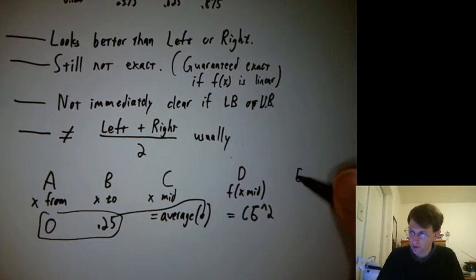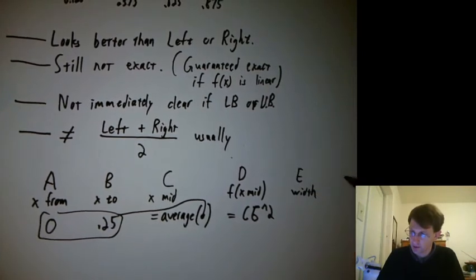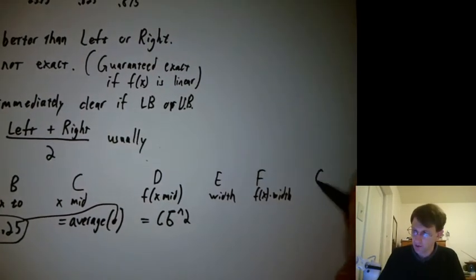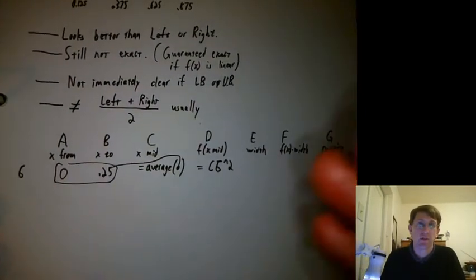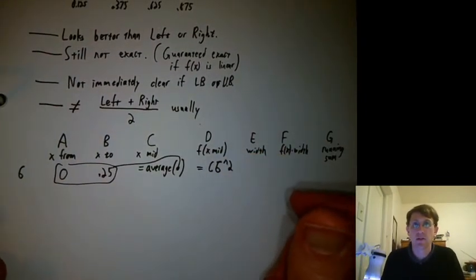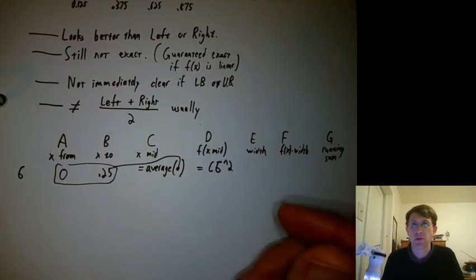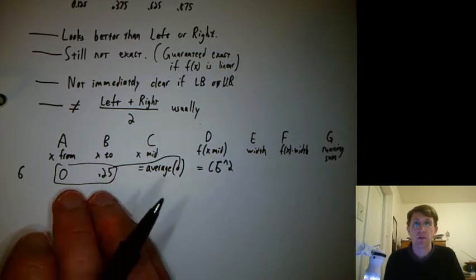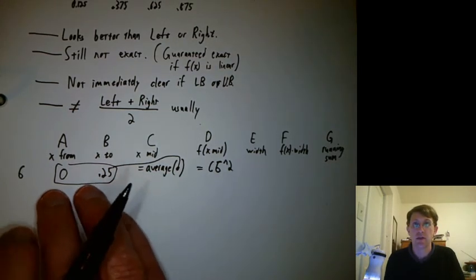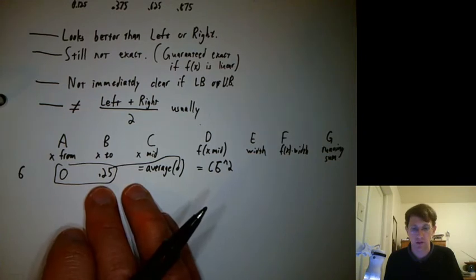Then you'd have the width. You'd have f of x times the width. And you'd have your running sum. So don't stress about doing this all in a spreadsheet. I suggest it as a way to organize calculations, but you can just do it all on paper with your calculator if you want. But the key idea here is we're taking the average of two x values, so we're taking the horizontal midpoint.